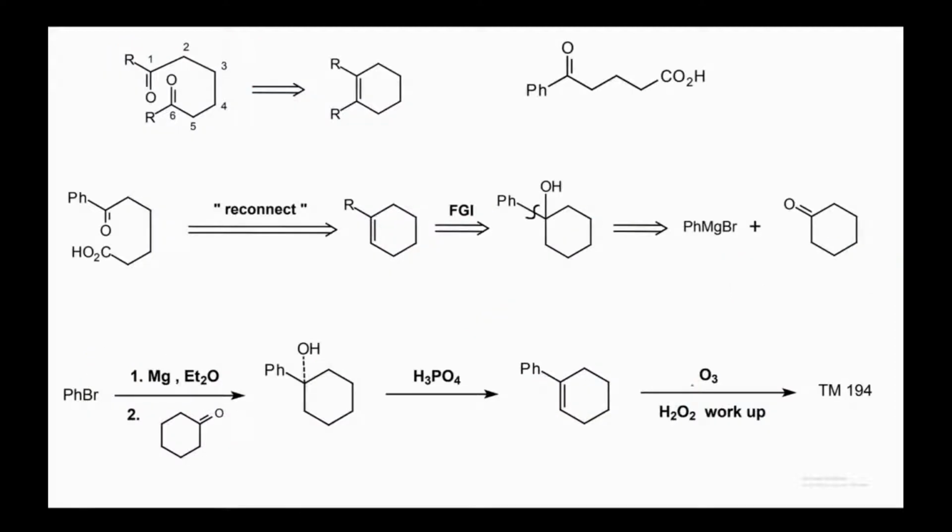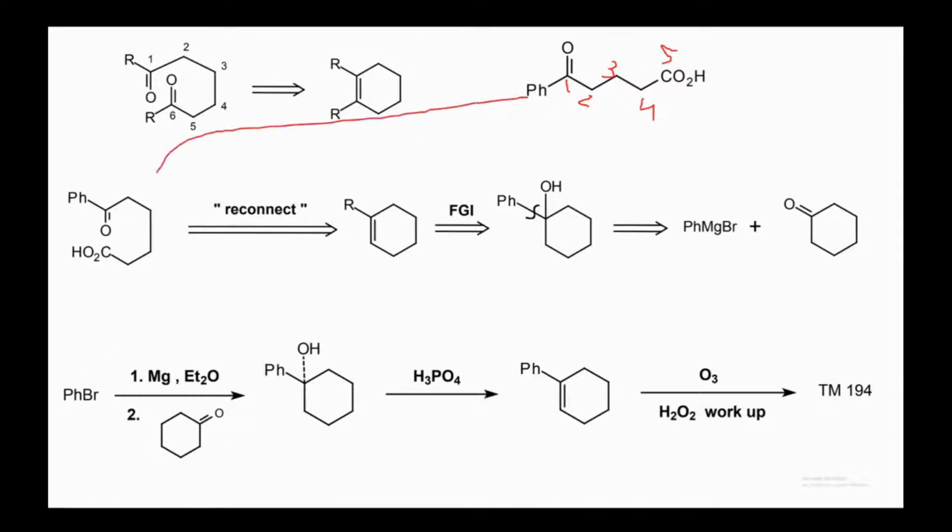Okay, let's move on to the next example. If you look at this example, there's a 1,6 relationship between these 2 carbonyls. So what we do is reconnect and connect them to make a 6-member ring. For example, if you count the relationship here, 1, 2, 3, 4 and 5. Okay, we can do reconnection as well.